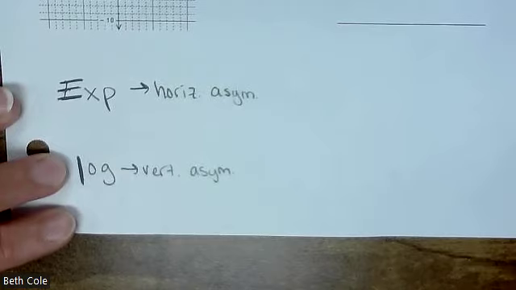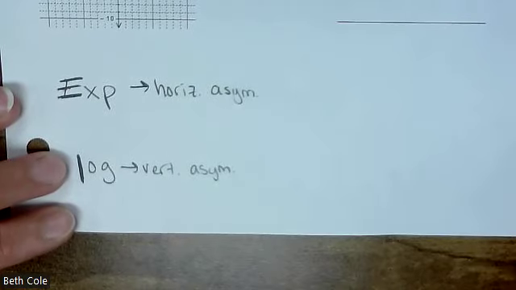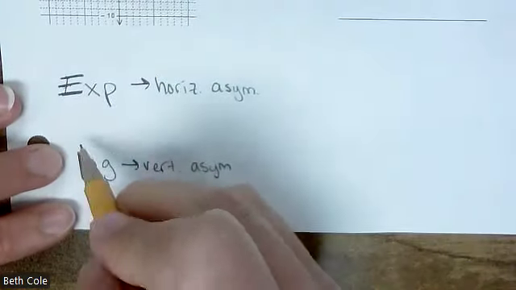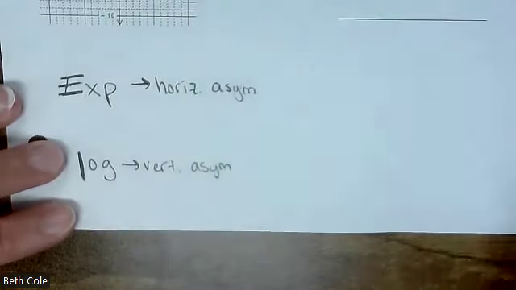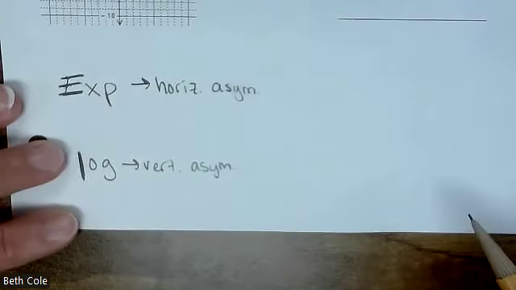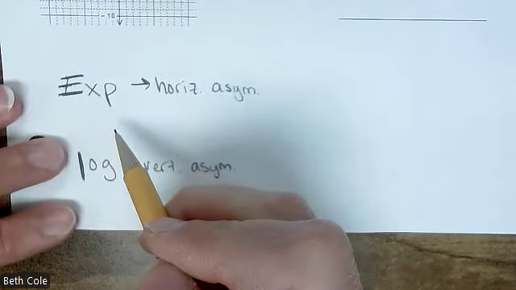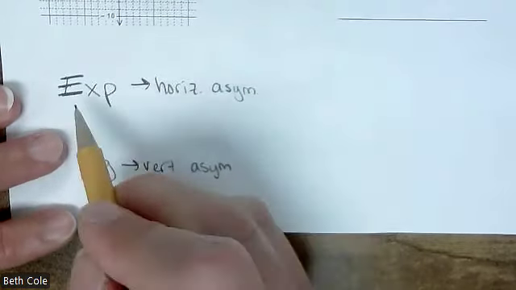If you come up with something better, I would love to hear it. That's all I've got, but that's pretty good. I mean, the letter L is a vertical line. Log has the vertical asymptote. Exponential has the horizontal asymptote. For domain and range, I don't have a better way than to just memorize this.